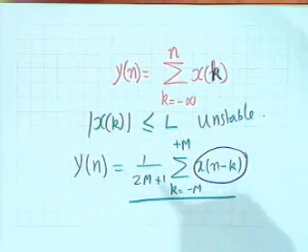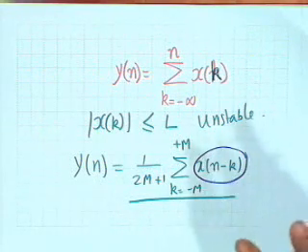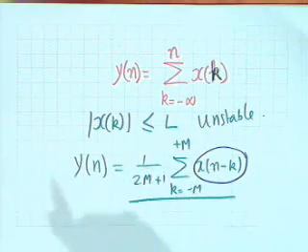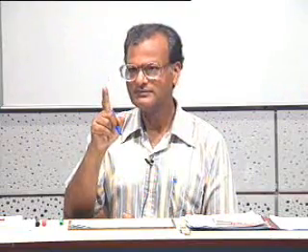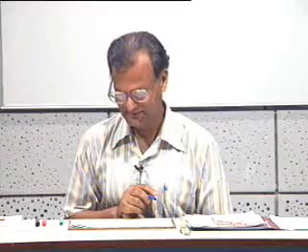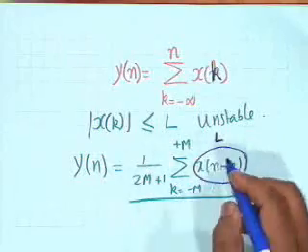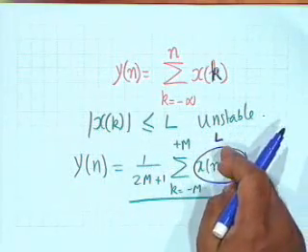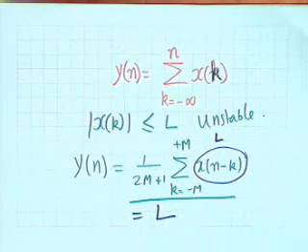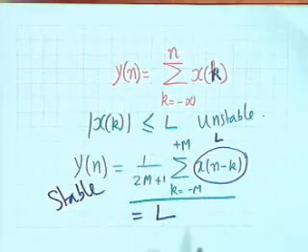Suppose I bind x of n minus k to a magnitude less than or equal to L. Then you see y of n, if all samples are exactly equal to L, then y of n becomes simply equal to L, and it can never grow in an unbounded fashion. No, you see, if x of n minus k is limited to L, then I have twice m plus 1 samples of L. Yes, you are right. It goes to L, and L is bounded, and therefore this system is a stable system.